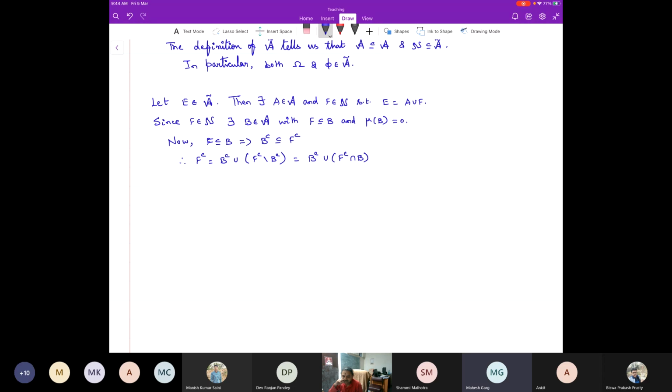This belongs to A tilde. How will this belong to A tilde? Because B complement belongs to A, and F complement intersection B is contained in B, so it belongs to N. Correct. So this whole thing is in A tilde.